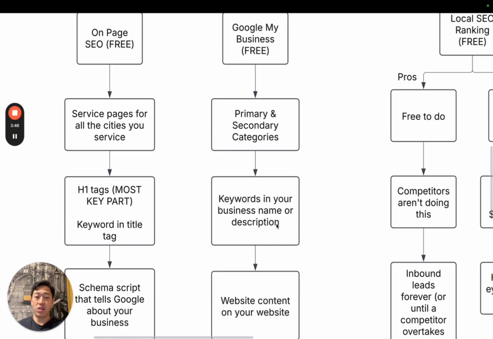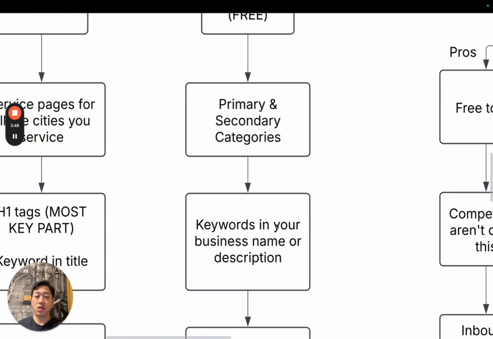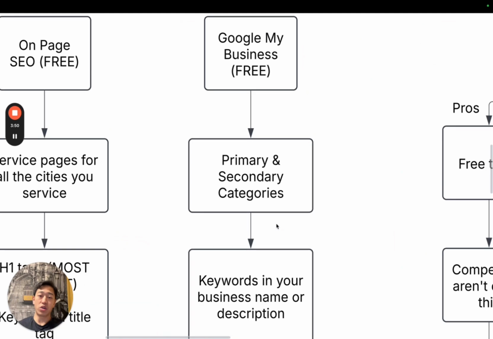And let's get into Google My Business. I'm sure you probably have a Google My Business profile if you're a local contractor, but the number one ranking factor on Google My Business is the primary and secondary categories. You want to make sure that your primary category is on point and your secondary categories are listed as well. If it's not the main service you're offering, you shouldn't have that as your primary category.